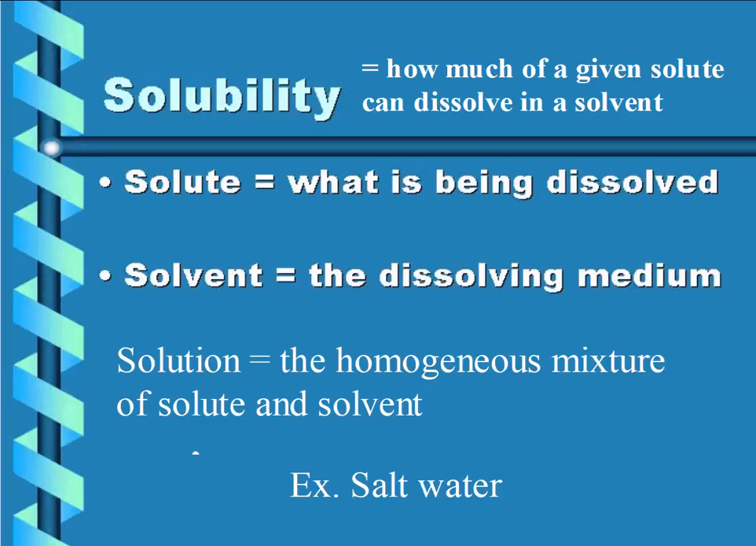Solubility is how much of a given solute can dissolve in a solvent. Solute is what is being dissolved, while the solvent is the dissolving medium. And then the solution is the homogeneous mixture of a solute and a solvent. So in salt water, salt would be the solute and water would be the solvent, and then the salt water would be the solution.